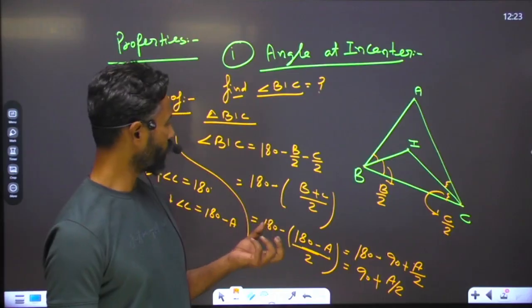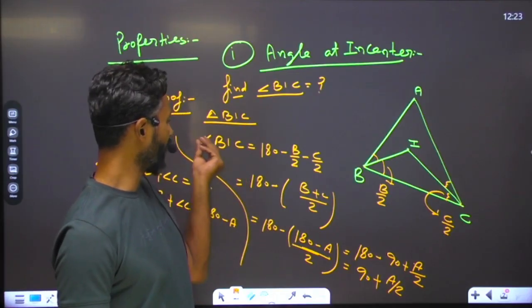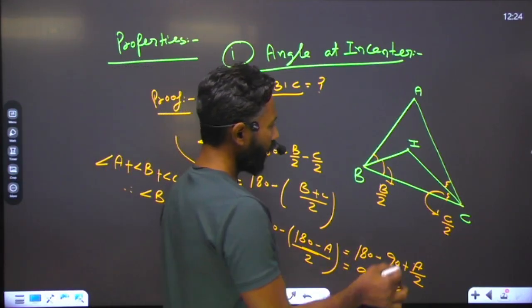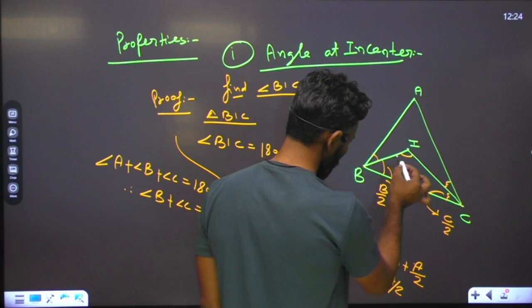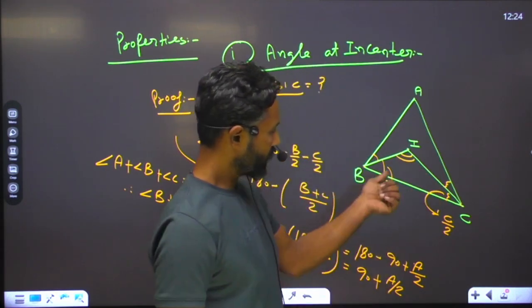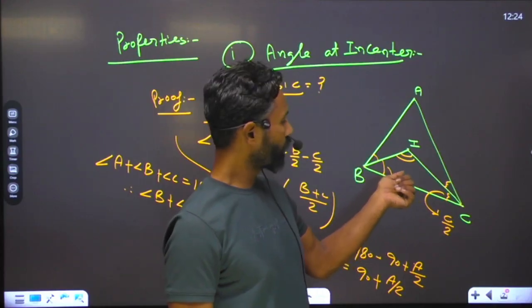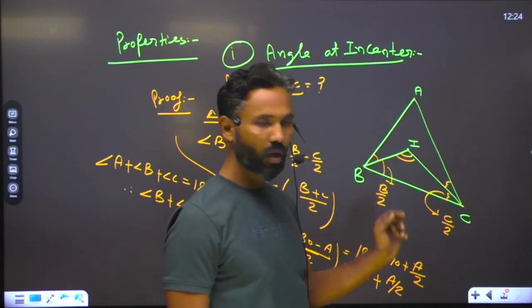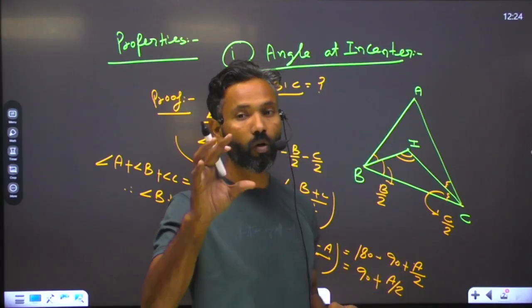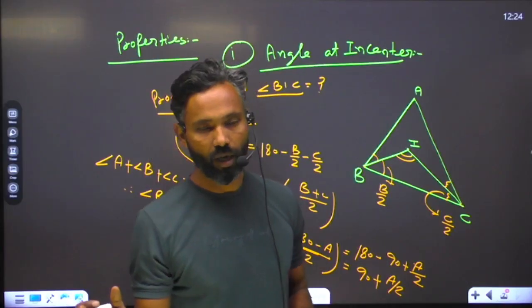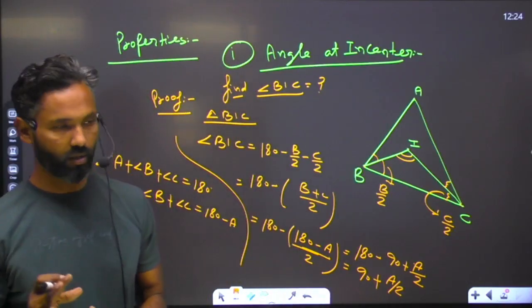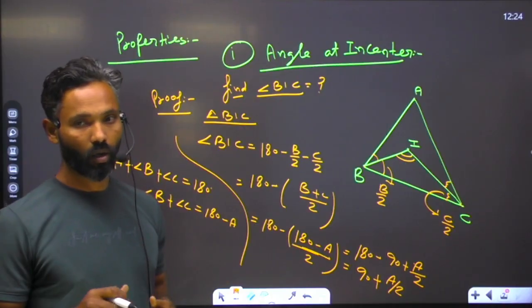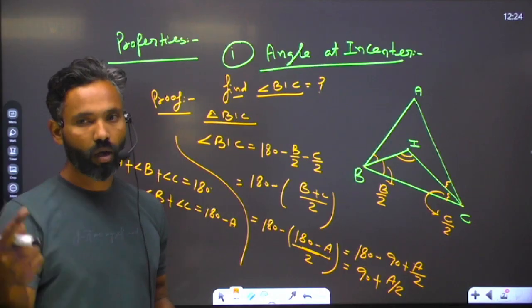Now what is the formula? Angle BIC is equal to 90 plus A by 2. I mean to say, when we have to calculate the angle at the incenter, we take half of the opposite angle and add it to 90 degrees. That will be the angle at the incenter. You can remember this in another way also, if you don't want to draw the diagram in your examination.